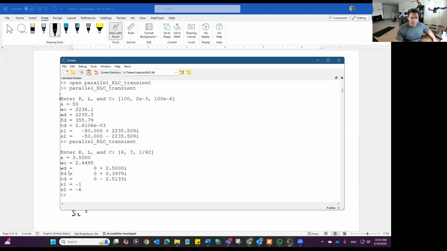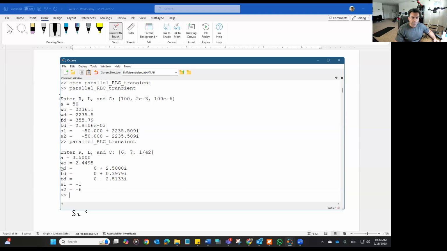I also calculated, of course, omega d. Omega d doesn't really matter in this case because there's no natural resonant frequency here, but I calculated it in case it's an underdamped circuit, where the omega d value is going to be important. And FD corresponds to omega d, the frequency in hertz, and TD is the time period corresponding to FD. So all those things come in handy, but omega d, FD, TD are all valuable values only if your circuit is underdamped.